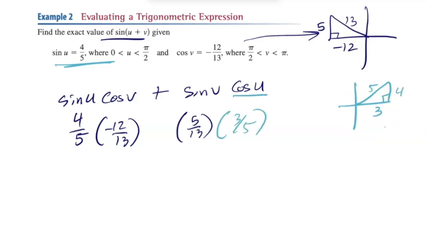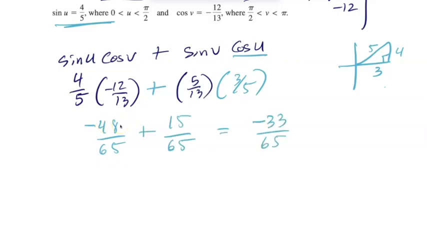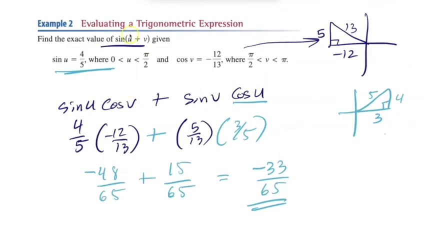Then we are adding them. And then we just multiply. When you multiply fractions, you do multiply directly across. Negative 48 over 65 plus 15 over 65. Now we can add the numerators. Now you get negative 33 over 65 is the answer. That's how that one works. You just follow the formula, and then you just got to figure out all the things they want. It made it a little complicated, but really you just make a triangle in the quadrant using the information given.